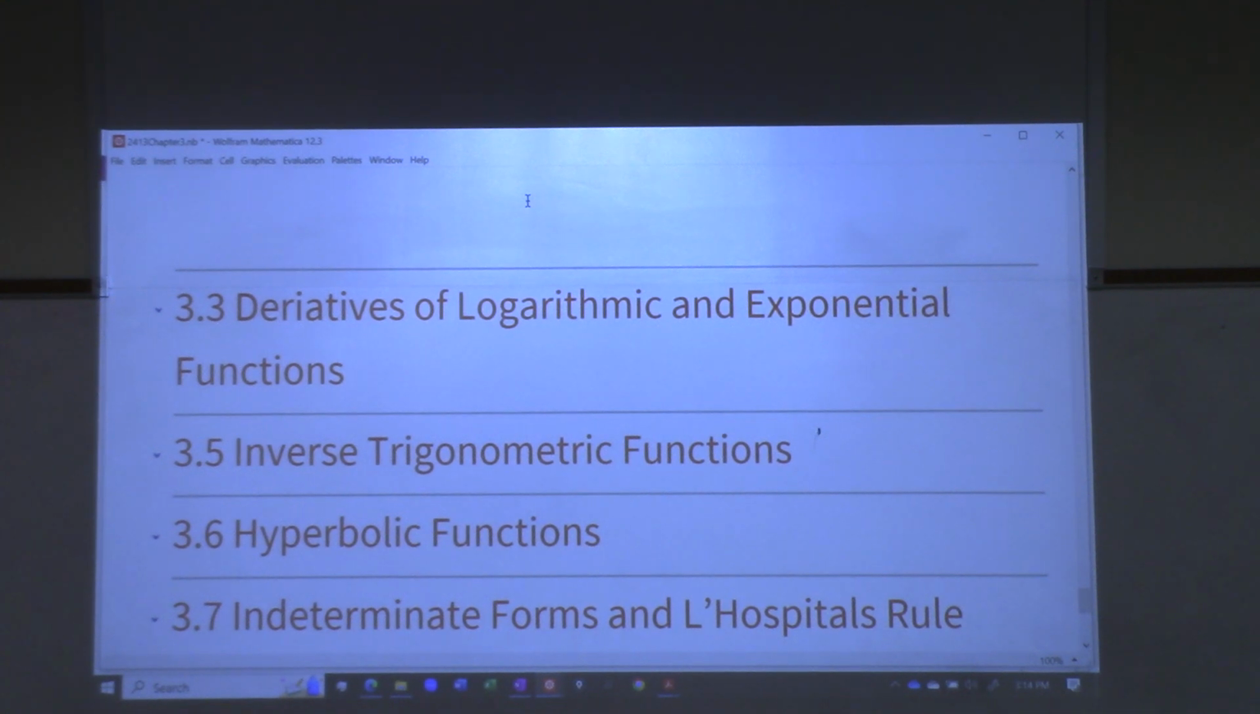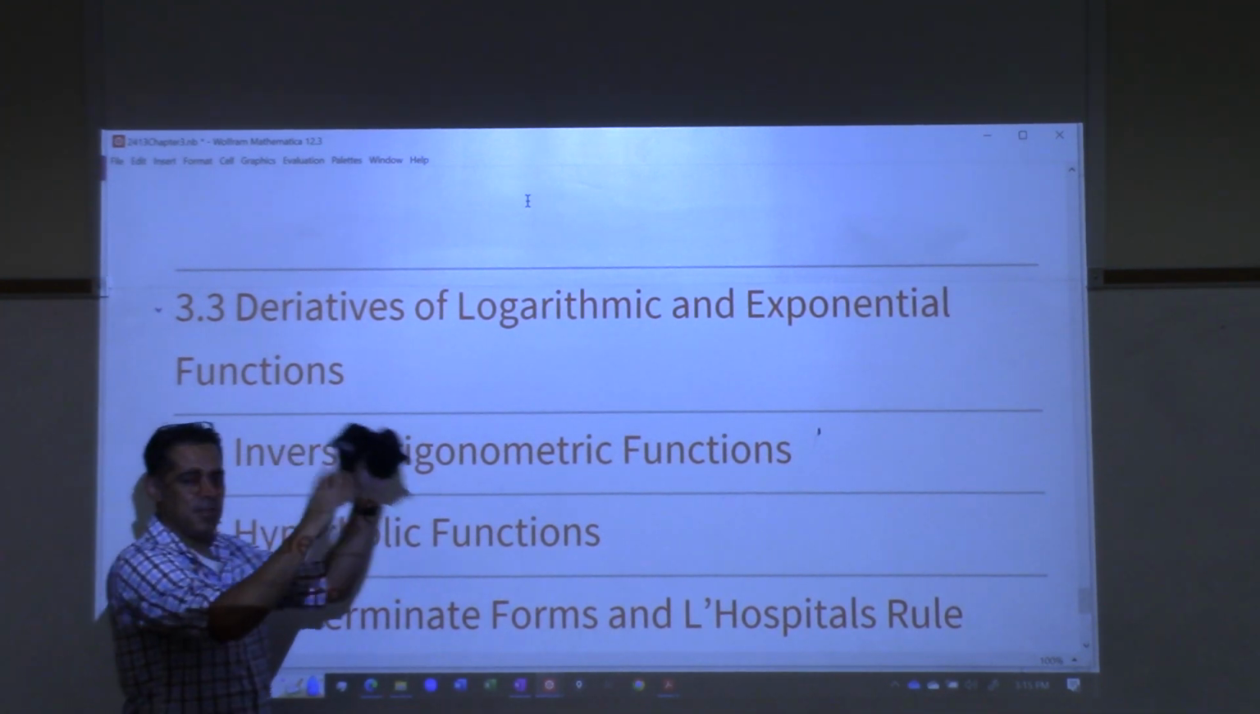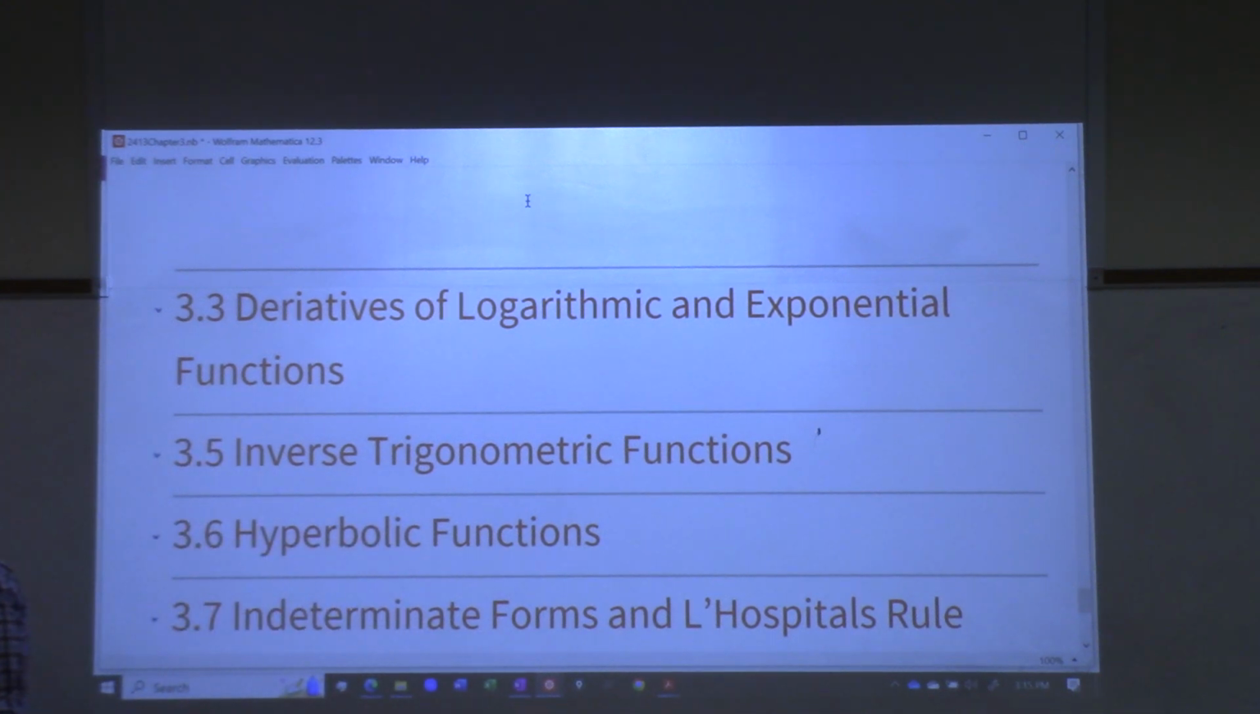So now we want to know what the derivatives of these functions are. Really, everything else was just algebra, right? Here, remember these functions? Oh yeah, we studied them, we messed with them. What are the derivatives of them?